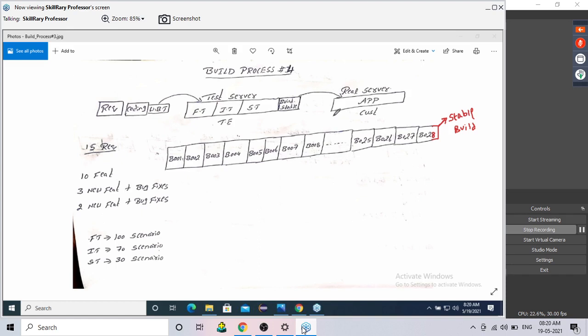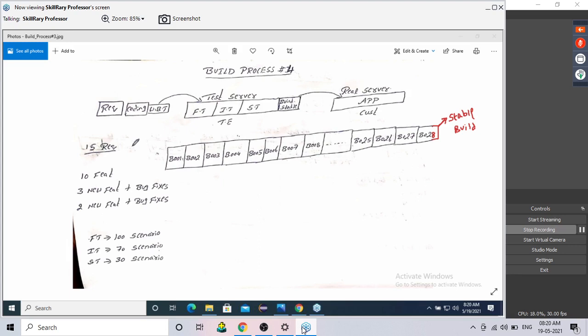But in real time in the company, if you take the diagram, guys, see, in interview I'm simply saying we do functional, we do integration, we do system. But in real time, we will get the first build, after 1 week the second build, after 1 week the third build, after some 4 days the fourth build, fifth build, sixth build, and it goes on and on.